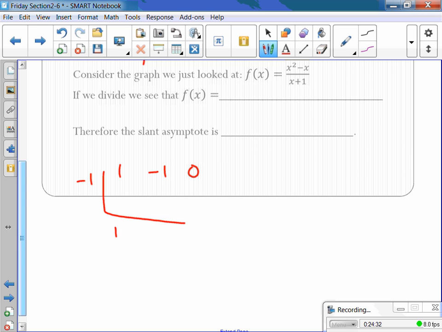I have a remainder of 2, right? So, when we did the division, what do I have now? X minus 2 plus 2 over the divisor. My slant asymptote is only concerned with the quotient. So it's just going to be y equals what? X minus 2. I do not have to worry about the remainder at all.